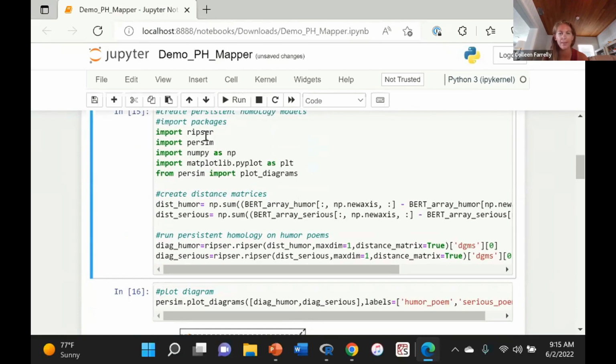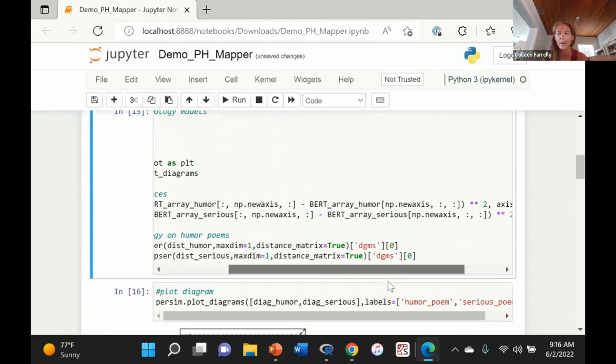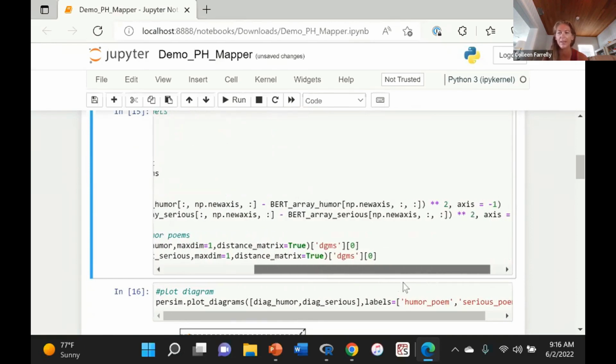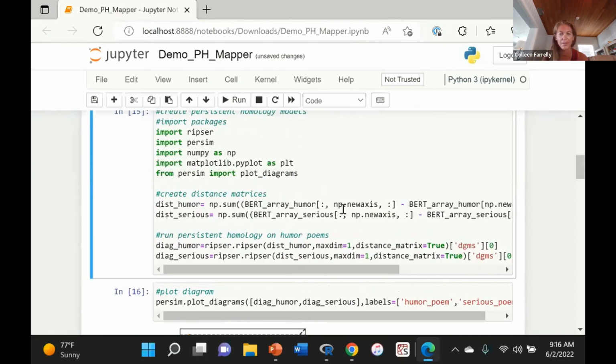And these allow us to do the filtration and be able to do the plotting. We're going to just use Euclidean distance here. You can create whatever type of distance metric that you want. I just decided to do Euclidean distance for simplicity.